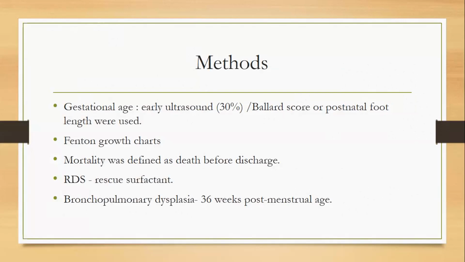And then mortality was defined as death before discharge. Respiratory distress syndrome, which is also synonymous with hyaline membrane disease, was defined as the need for rescue surfactant, and bronchopulmonary dysplasia was defined as the need for oxygen at 36 weeks post-menstrual age.